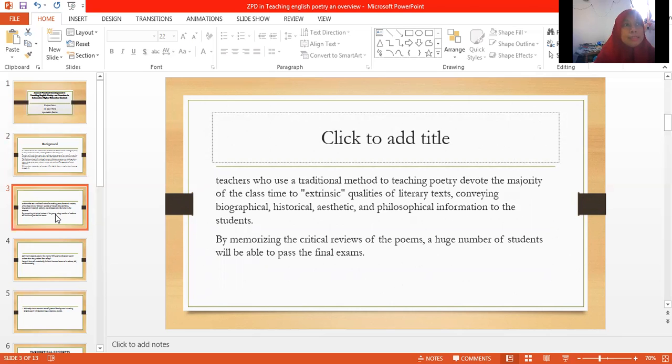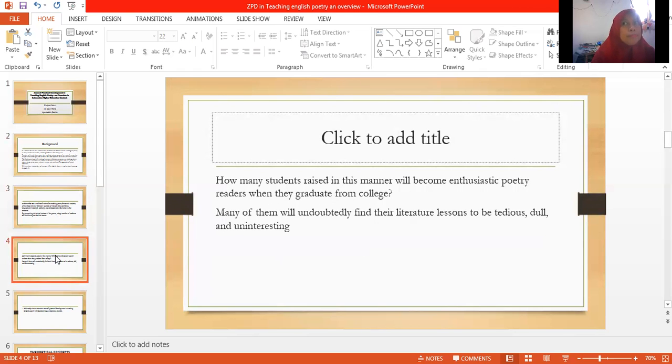Because teachers only teach poetry from the majority spectacles, extrinsic qualities, not teaching them how to enjoy the poetry, how to get the meaning of the poetry deeper. From those kinds of activity, as a result, many students raised in this manner will become enthusiastic poetry readers when they graduate from college.